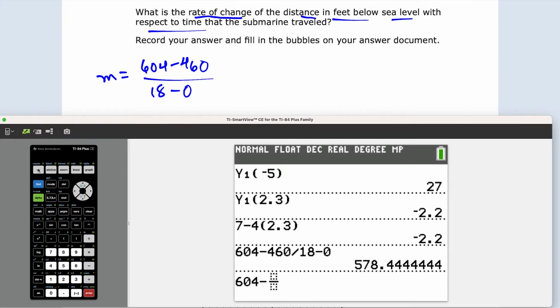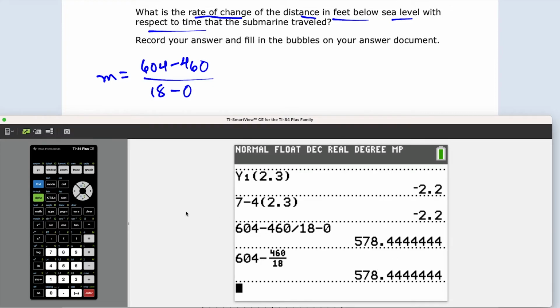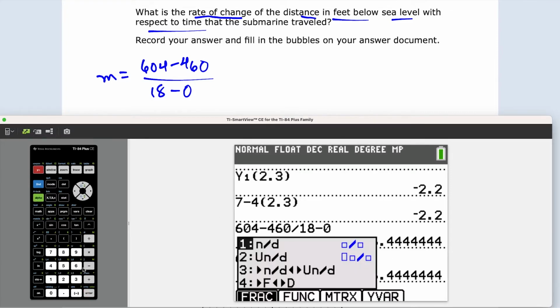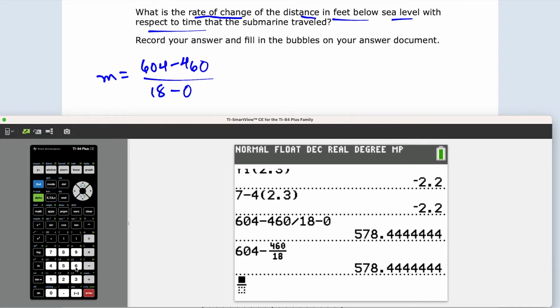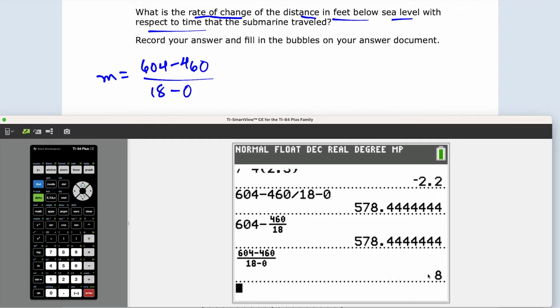If you didn't know that, alpha y equals enter makes a nice fraction. If I do 604 minus 460 divided by 18, you're going to see here that we get the same exact answer as this, which is not what we want. So I'm going to press alpha y equals enter. What we want to do is 604 minus 460 and divide by 18 minus 0. Let's pretend we don't know 18 minus 0 is 18. Okay. And we would get a slope of 8.